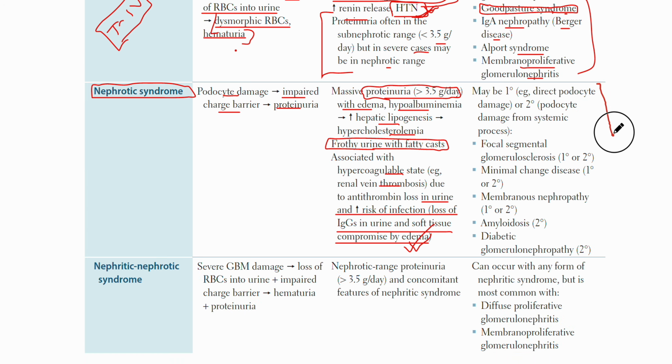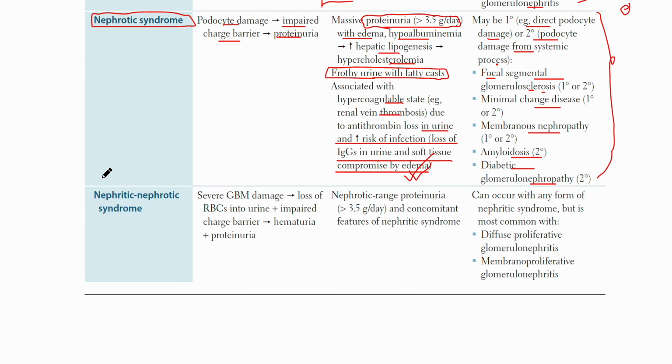The clinical manifestations of nephrotic syndrome may be primary, as in direct podocyte damage, or secondary, as in podocyte damage from a systemic process. Focal segmental glomerulosclerosis, as we have talked about earlier. Focal is a specific part, segmental is also a specific part, and also glomerulosclerosis. And minimal change disease, we have membranous nephropathy, amyloidosis, and diabetic glomerulonephropathy.